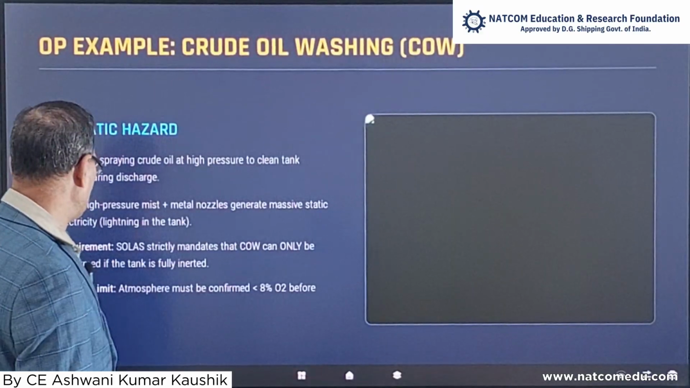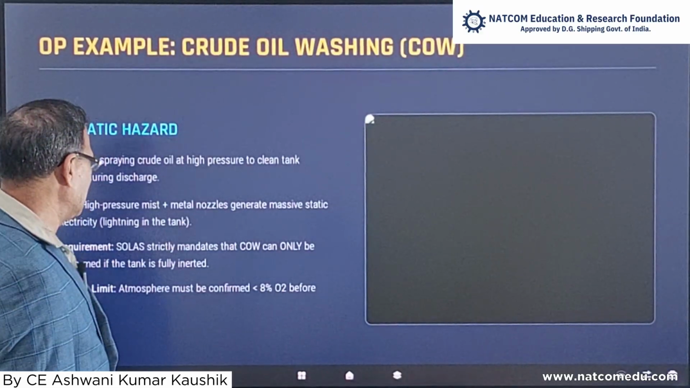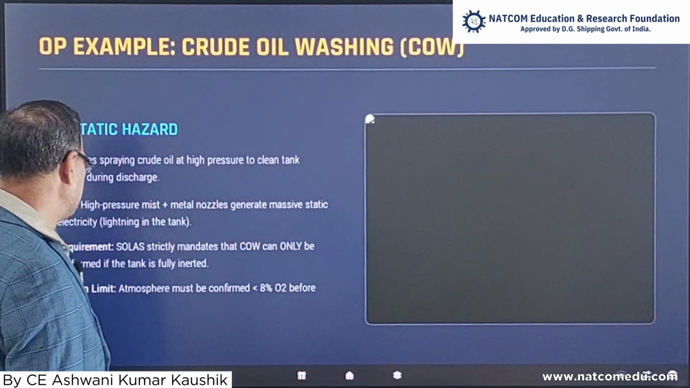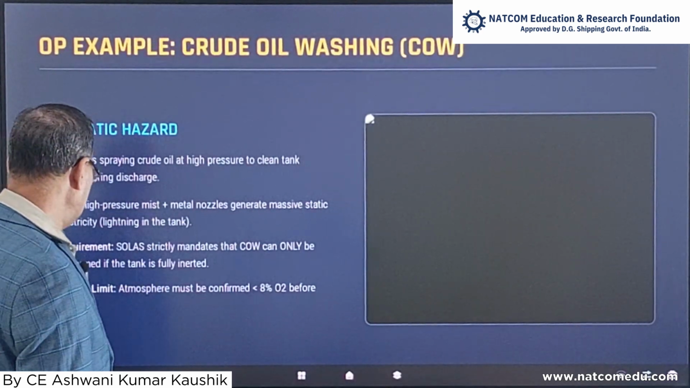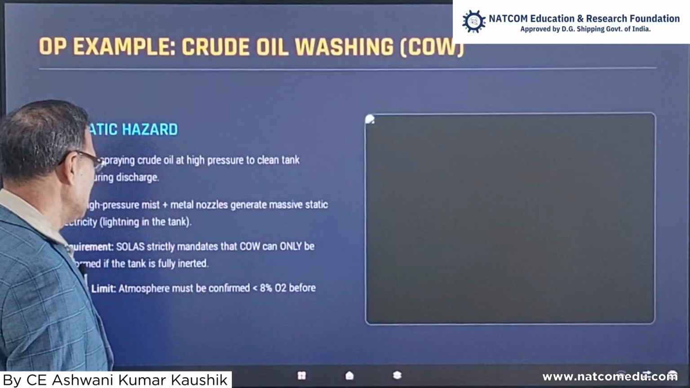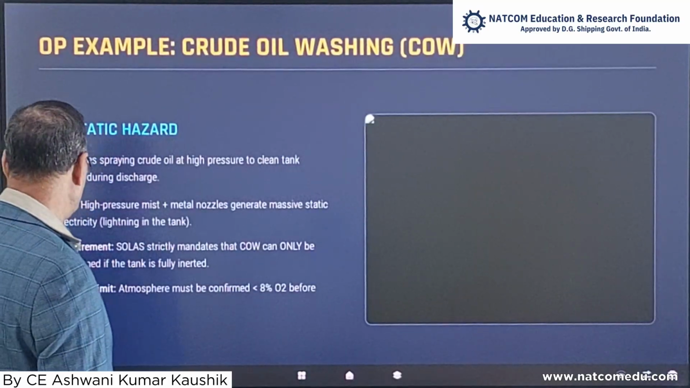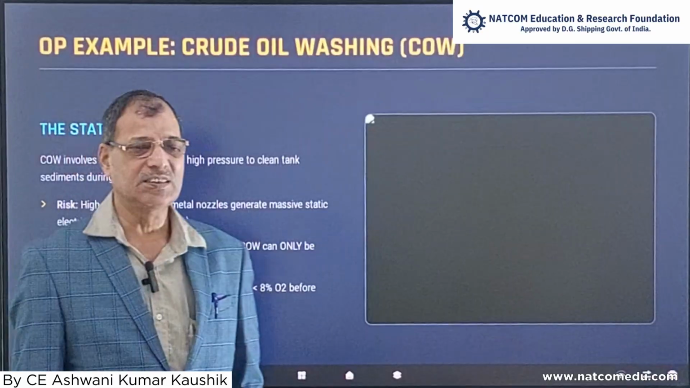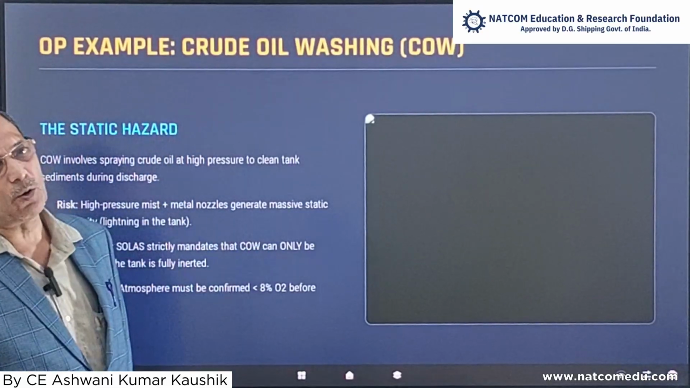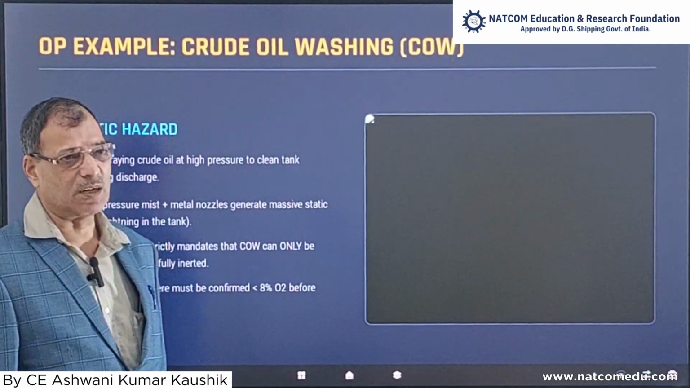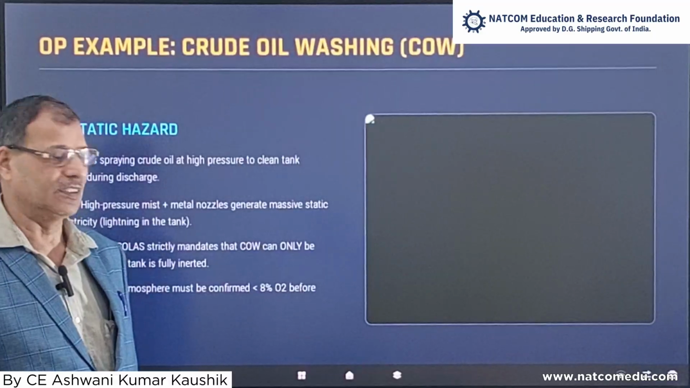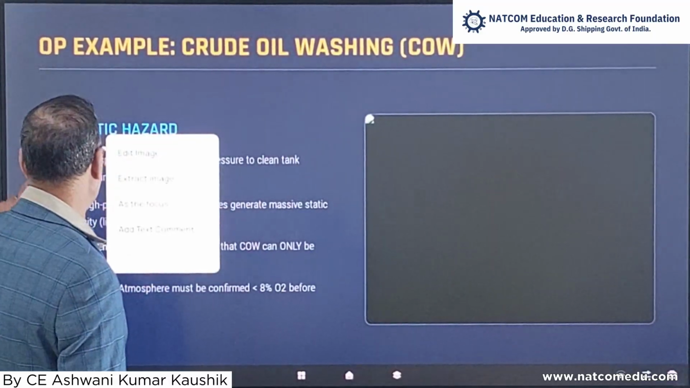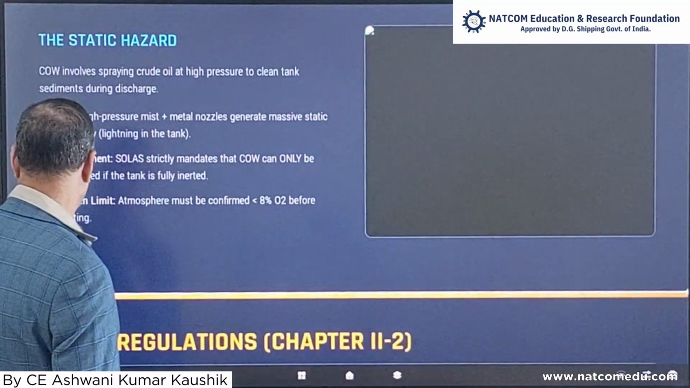Second thing, the requirement: SOLAS strictly mandates that COW can only be performed if the tank is fully inerted. Oxygen limit: the atmosphere must be confirmed at less than 8% O2 before starting. Yes, you have to check the O2 level of all the tanks. How much is the O2 level in your tank? That must be less than 8%. Otherwise, you cannot carry out any tank cleaning.